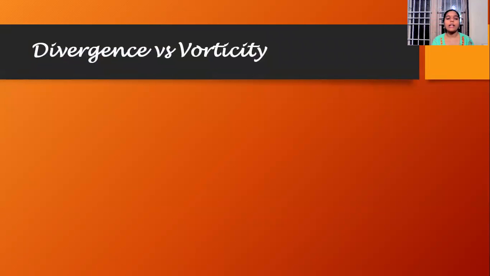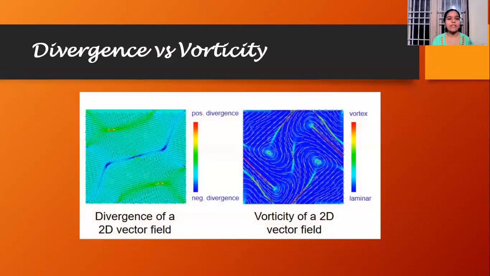Next is the difference between divergence and vorticity. This can be clearly visualized by this picture. In it, the first picture represents the divergence of a 2D vector field, and the second picture represents the vorticity of the 2D vector field.